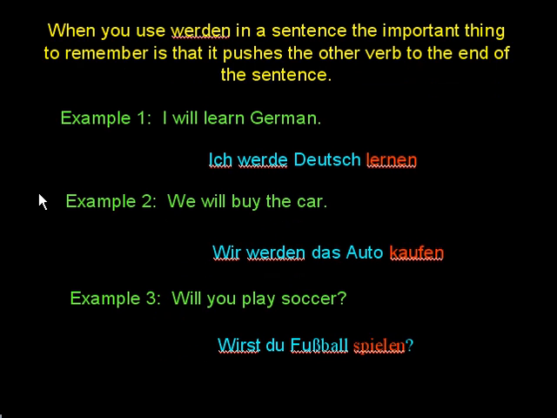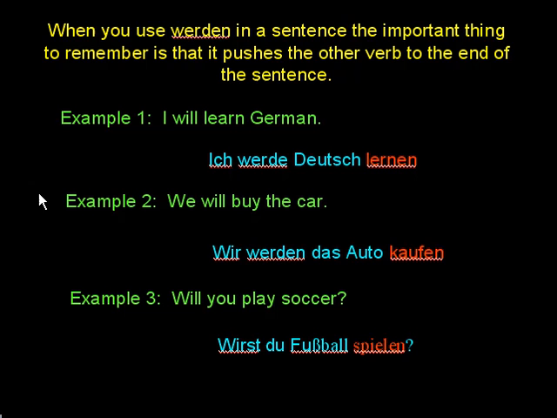The basic thing you need to remember when you use werden in a sentence is that it pushes the other verb, or the second verb in the sentence, to the end of it. So, for example, in English, we don't do this. We say, I will learn German, and learn comes right after will. But in German, they say, ich werde, I will, but because of this quality, werden is going to push the other verb, in this case, lernen, to the end. So, ich werde Deutsch lernen.